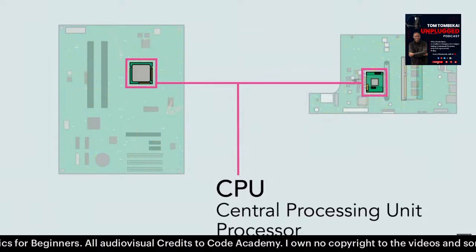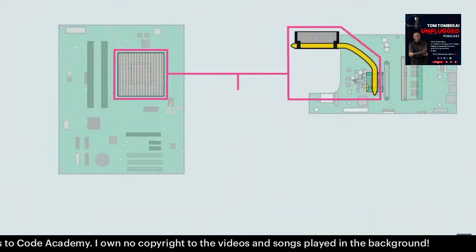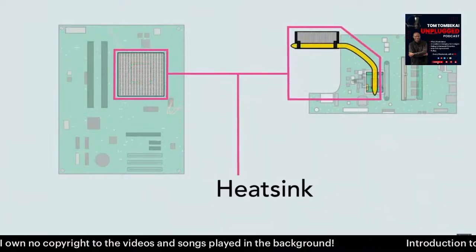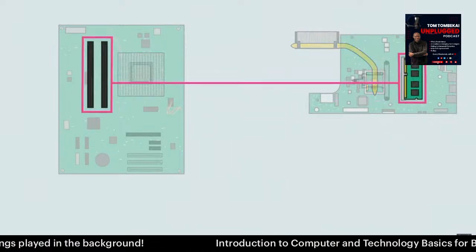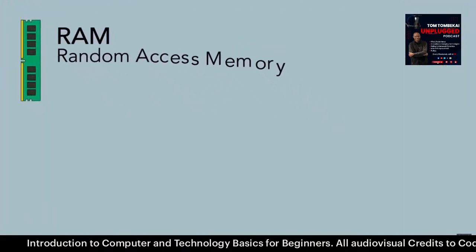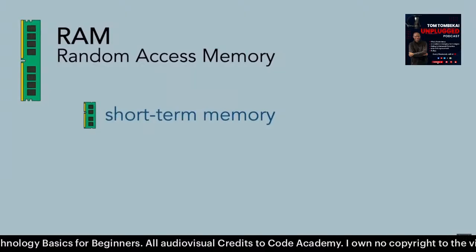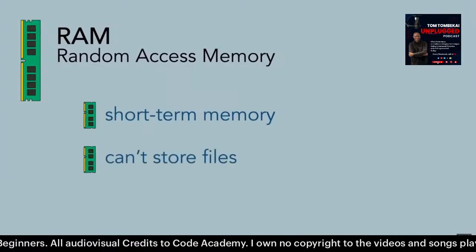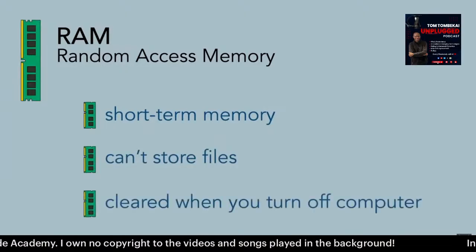The CPU can be considered the brain of the computer because it processes information and carries out commands. Since it tends to get hot, it's covered by a piece of metal called a heatsink, which draws heat away from the processor. The motherboard also contains the computer's RAM, or random access memory. This is the short-term memory that the computer uses whenever it's performing calculations. However, you cannot store your files there, because the RAM is cleared when you shut off the computer.